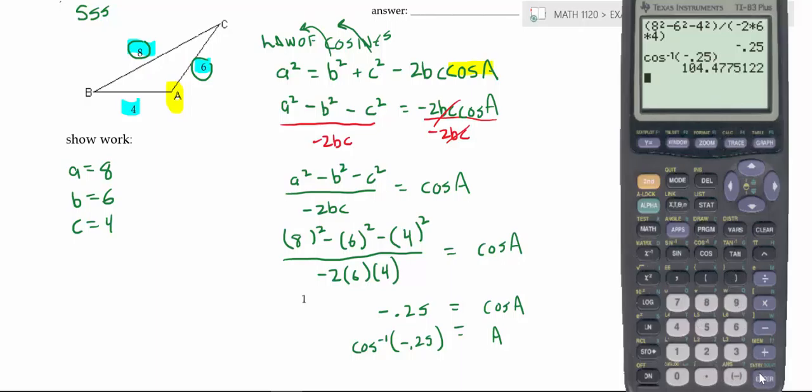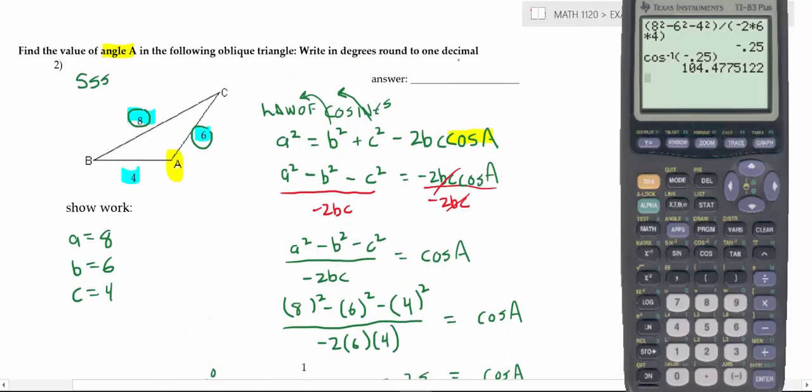So we'd end up getting for the answer, A is approximately, round this to 1 decimal, about 104.5 degrees. All right, so that's okay on that. Since you have an obtuse angle, that's why it's acceptable to have a negative value you've taken an inverse cosine of. So we round that to 1 decimal, and then that finishes off that problem.